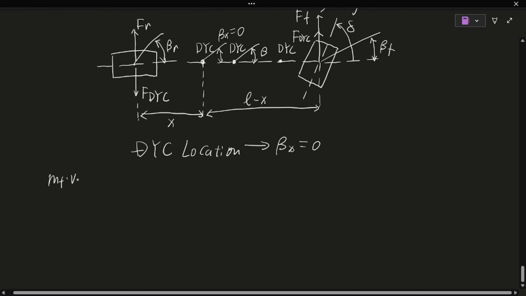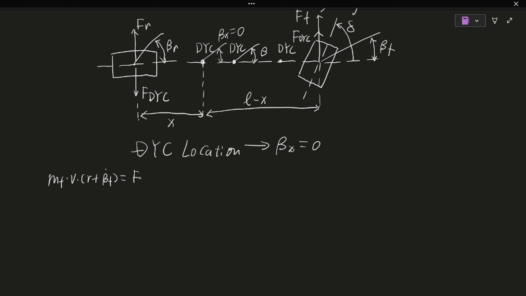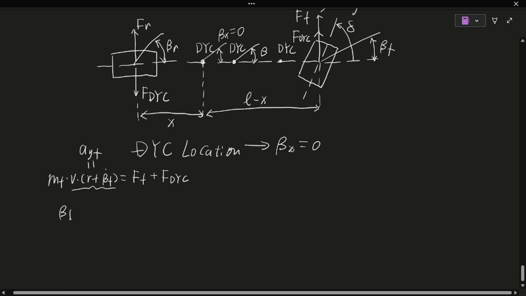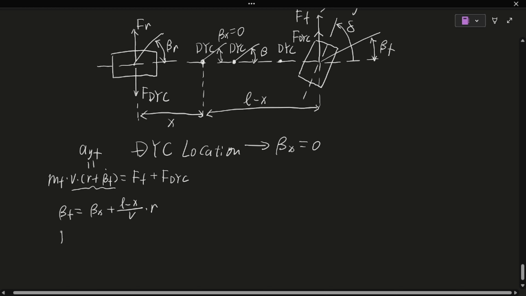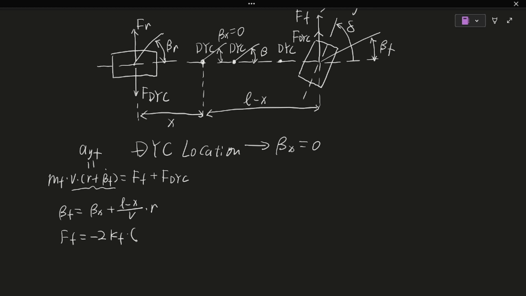First, for the front axle, mf times (v times r plus beta f dot) equals Ff plus Fdyc. Here, v times r plus beta f dot is lateral acceleration. r is yaw rate. Beta f equals beta x plus (L minus x) over v times r. And Ff equals 2 times kf times (beta f minus delta). Here kf is tire stiffness.